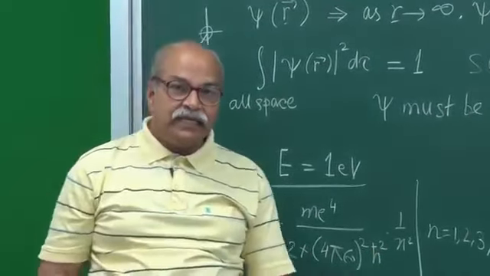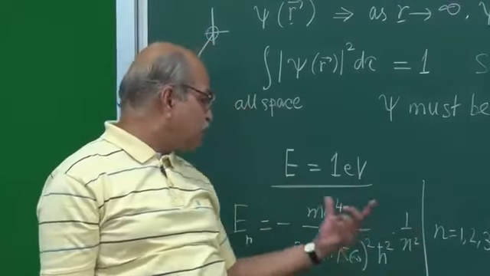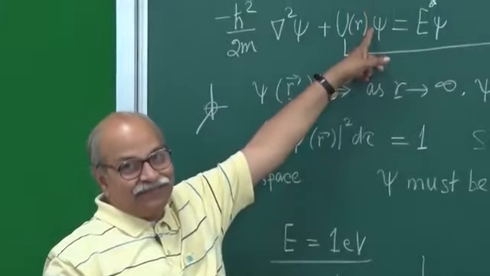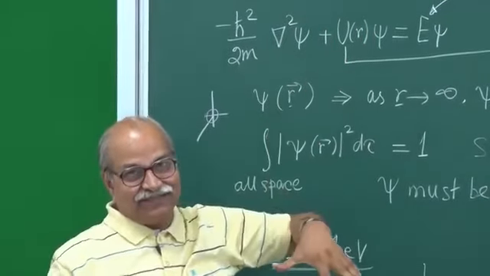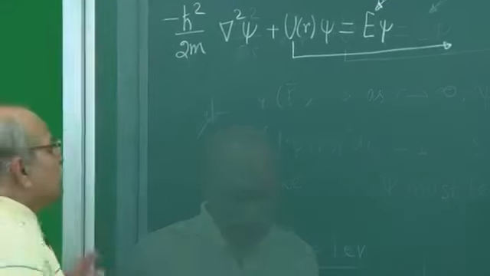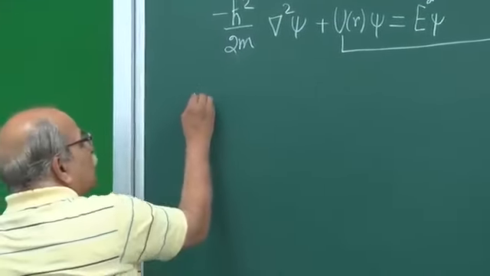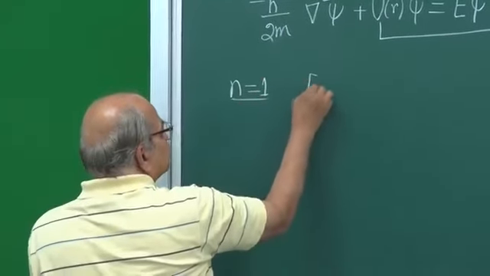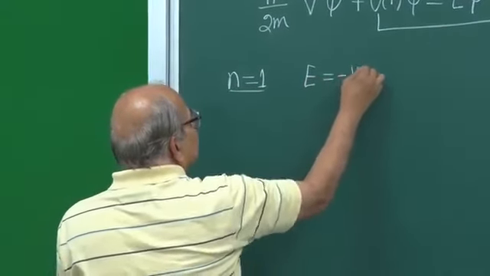The next question is, fine, let us put one of these energies here, and then what is psi? I will not solve it, I will give you the answers. So let us start with n equal to 1. That means the energy is minus 13.6 eV.